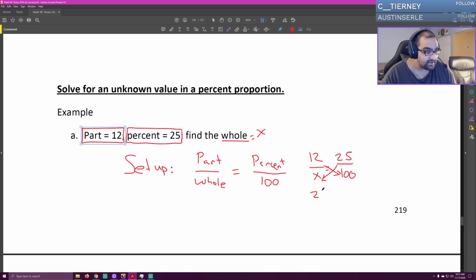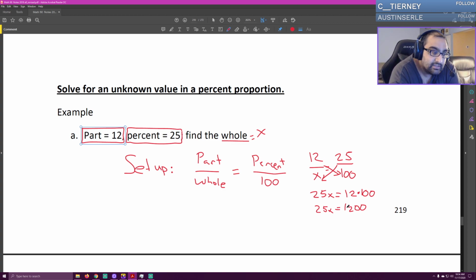So on this left-hand side, I have 25 times x equals 12 times 100. So I get 25x equals 12 times 100, which is 1200. Okay. Can anybody tell me, what should I do next? How do I solve for x again? How should I solve for x in this case? Remember, this is our little algebra part here.